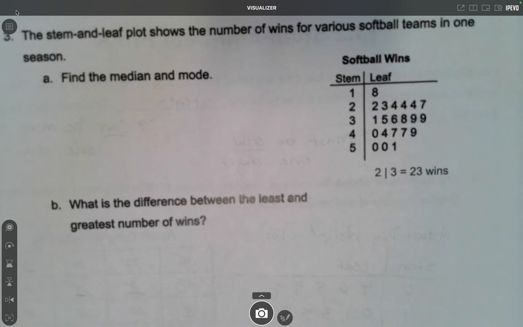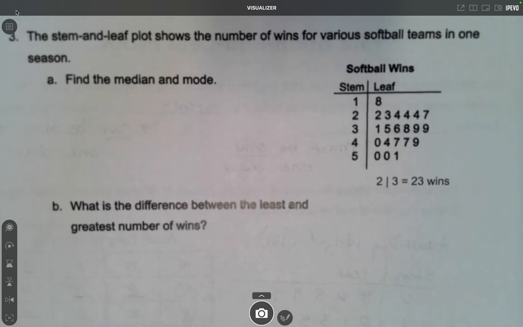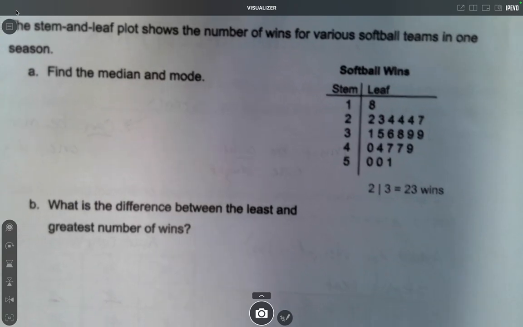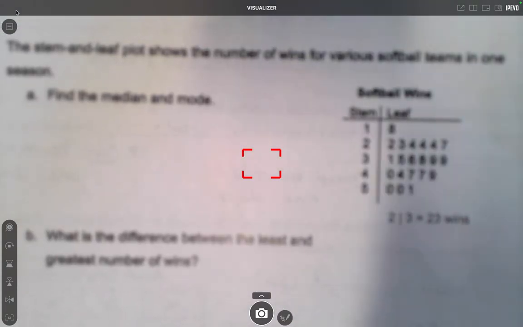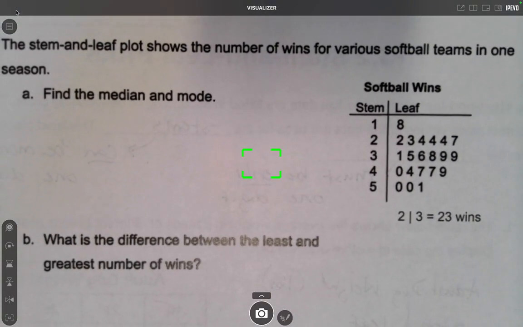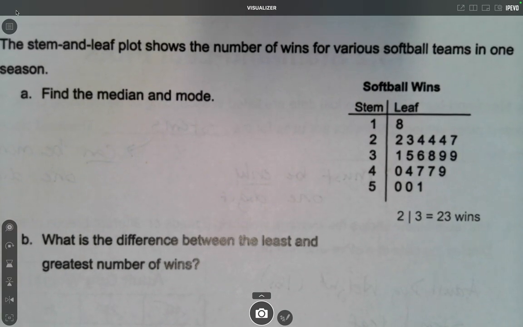Okay, now this side is going to work on actually interpreting them. So we looked at how to make stem and leaf plots on the front. Now we're going to look at how do we interpret them, how do we gather data from them. So this stem and leaf plot is showing the number of wins in one season for a varsity softball, for various softball teams.